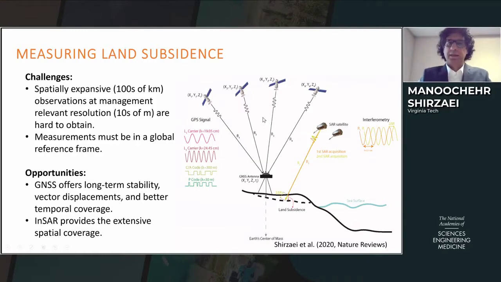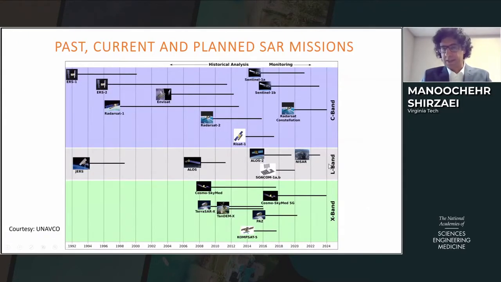Currently, the era of SAR interferometry in the commercial and civil application started in the 90s by missions such as ERS-1 and 2, and it continued to the present day, and hopefully it continues within the next couple of decades with the planned missions. So the radar satellites operate at different wavelengths, C, L, and X band. And among these missions, I want to just draw your attention to these two, which is Sentinel-1 A, operated and maintained by the European Space Agency, and the NISAR, which is the joint venture between NASA and the Indian Space Agency, that's hopefully going to be launched this year or next year.